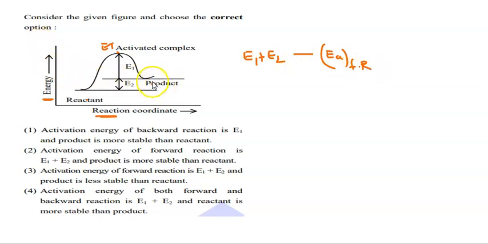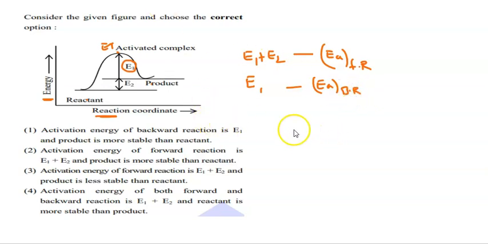And now the product will be converted to the reactant in a backward reaction. For that also the threshold energy is the same. But this E1 is considered as the activation energy for the backward reaction. Activation energy of the backward reaction.